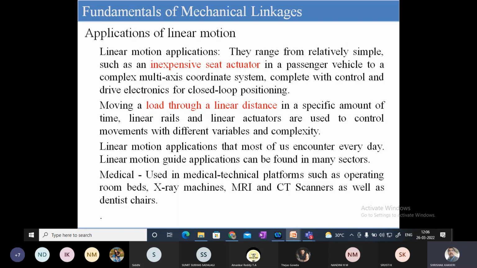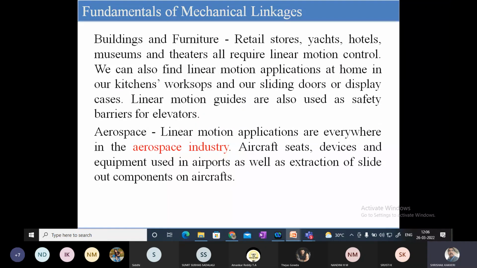And linear motion mechanisms will also be used for seat arrangements, and the loading and unloading platforms also will be using them. And in buildings and furniture we are going to use them for retail stores, hotels, museums, theaters. Even the shutters of your building, the opening up and closing of the shutters, can be by means of linear mechanisms.